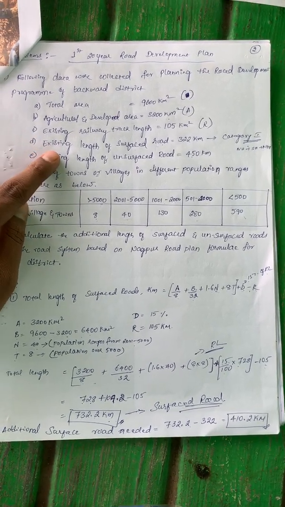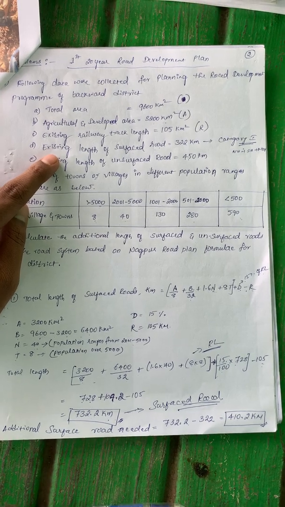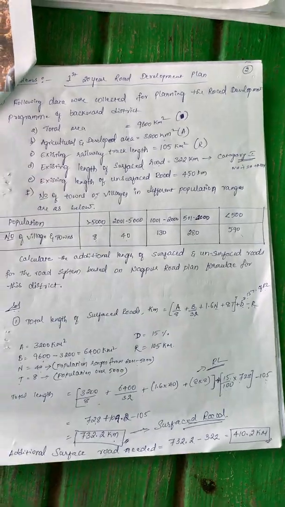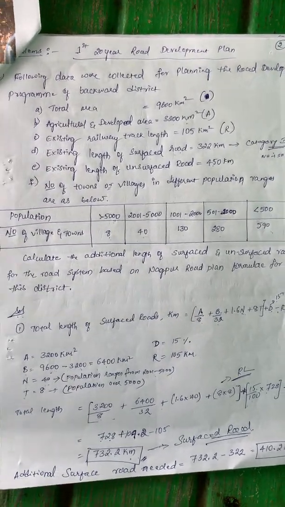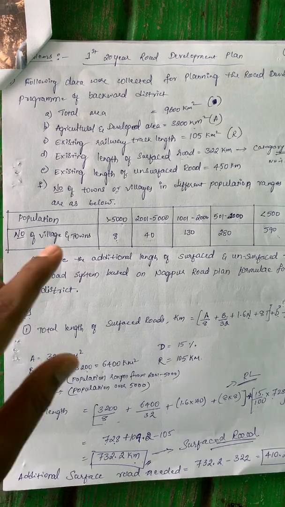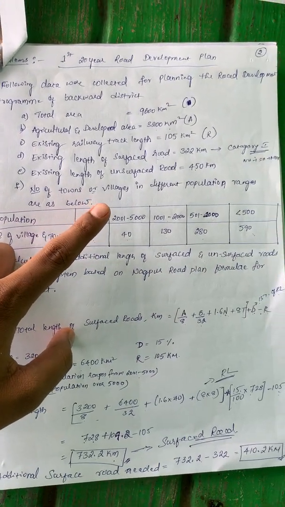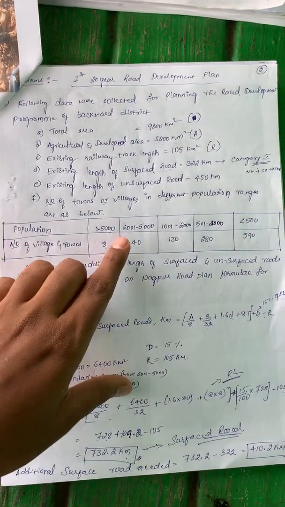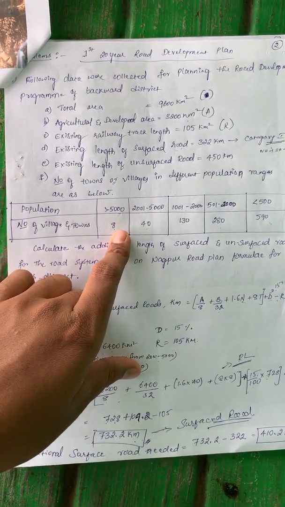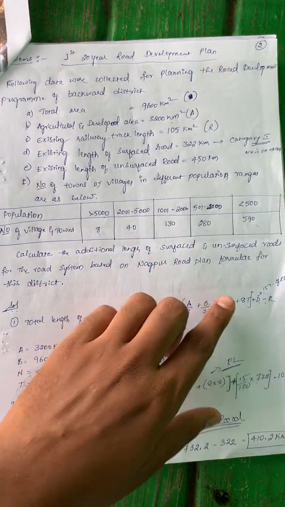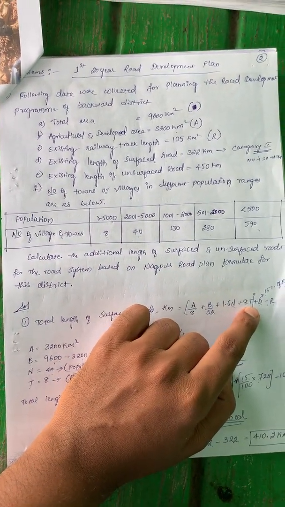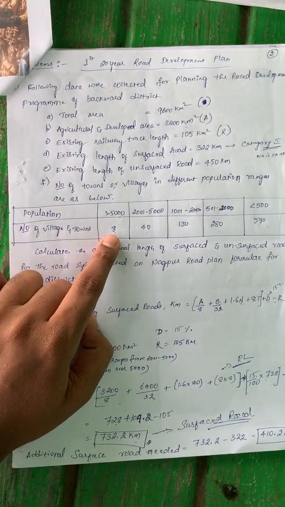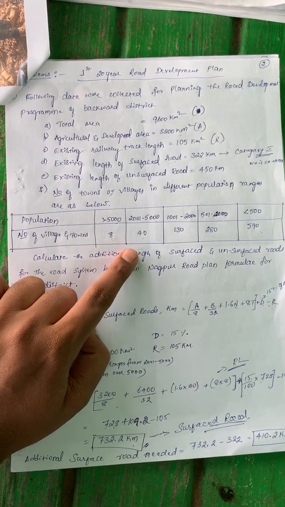Existing roads means the length of national highway, state highway, and major district roads is already given. The next one is the existing length of unsurfaced roads, that is, other district roads and village roads. The number of towns or villages in the different population ranges is given in the tabular column. The population range of more than 5000 has 8 villages. Here the formula variable is T, so T indicates the number of villages with population more than 5000, which is 8. Like that we have to see this.